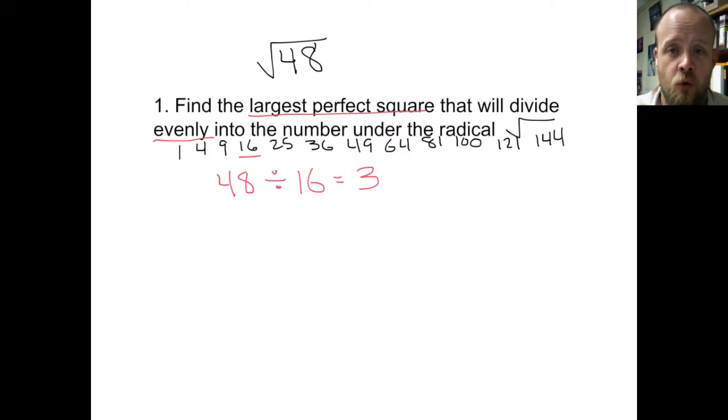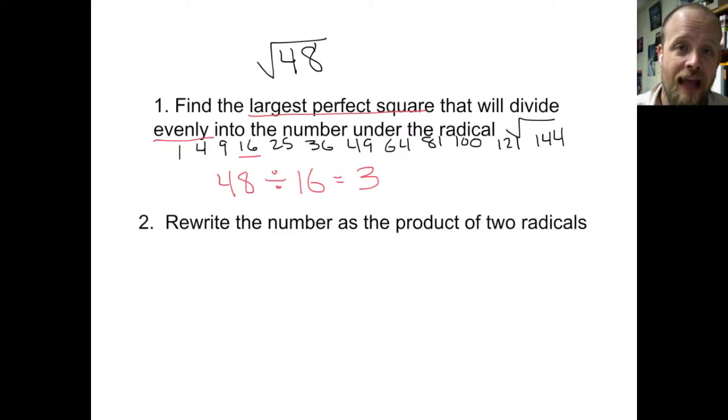So next, we're going to rewrite the number as a product of 2 radicals, that is, 2 things multiplied together. So the square root of 48 becomes, or is equal to, the square root of 16 times the square root of 3.